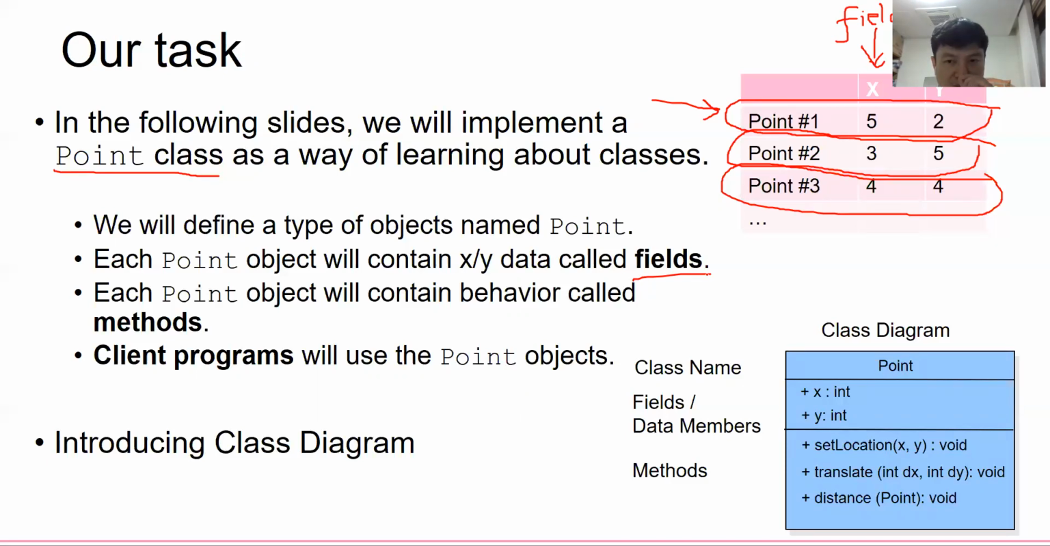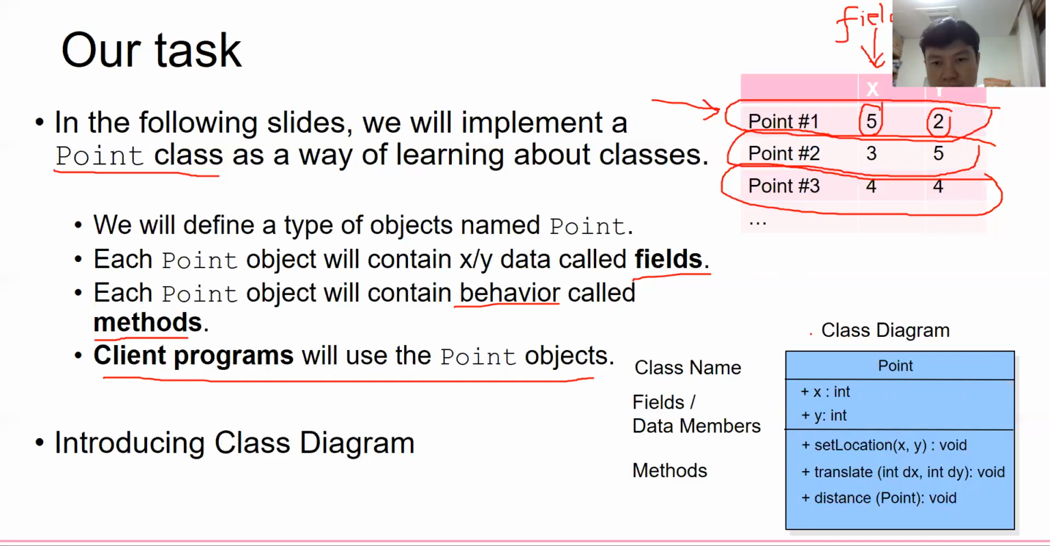And if you want to add something, or delete something, or modify something, let's say I want to add the number 2 in the variable Y, and I want to put the number 5 into the variable X, then you can say I need methods. Or in some books they call it behavior. So the client programs will use the point object. We will use the point class in order to access those items.